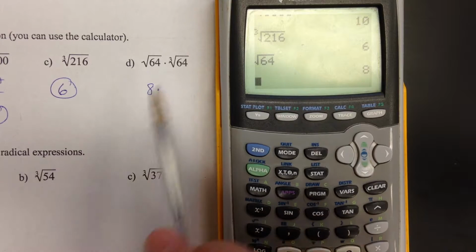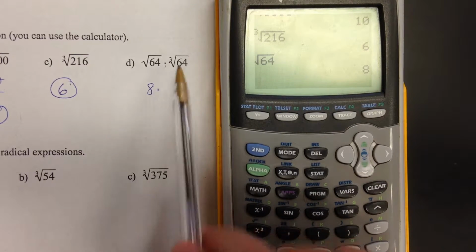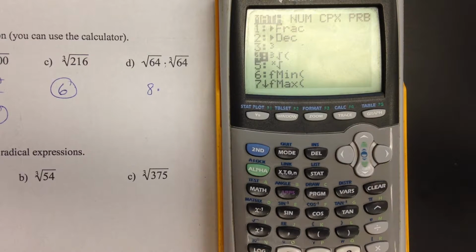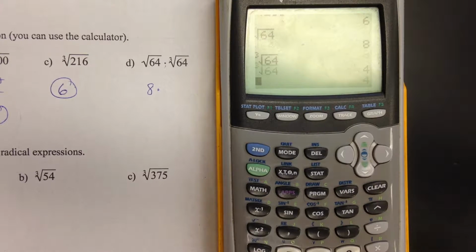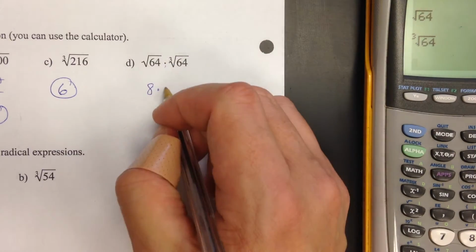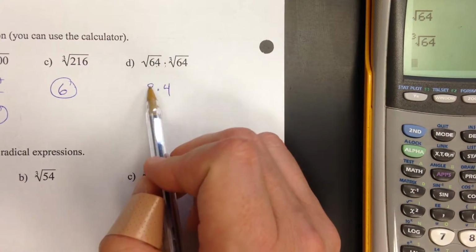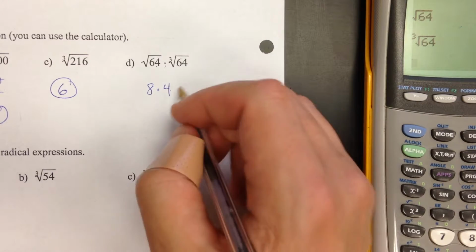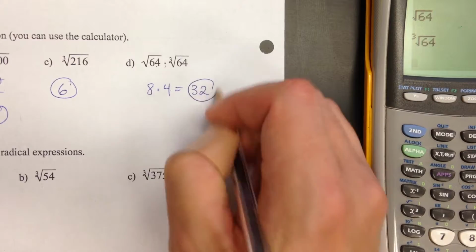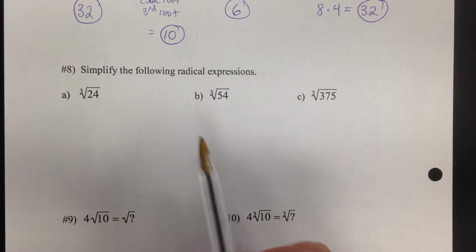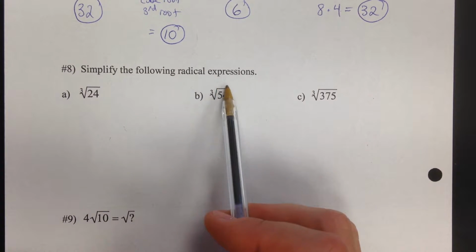We're going to multiply that by the cube root of 64. Now the cube root of 64, we'll go math, number 4, we'll hit enter. The cube root of 64 is 4. So 64 is an interesting number because it's a perfect square and it's a perfect cube. 4 times 4 times 4. And then 8 times 4 equals 32. And that's it.